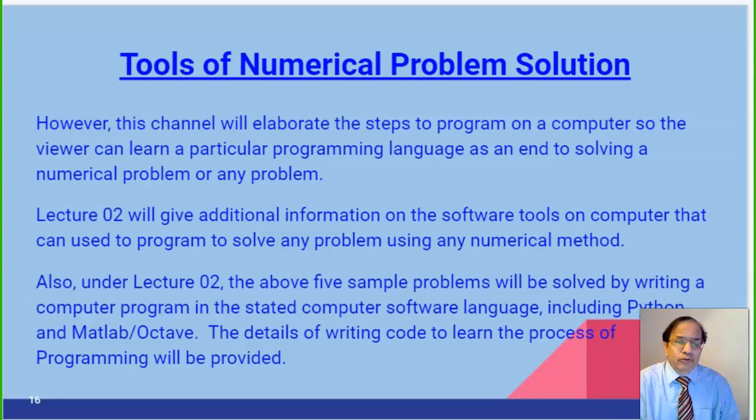Also, under lecture 2, the above sample problems will be used to showcase the development of the computer program, either in Python or in MATLAB Octave software. The details of writing the code to learn the programming will be provided.